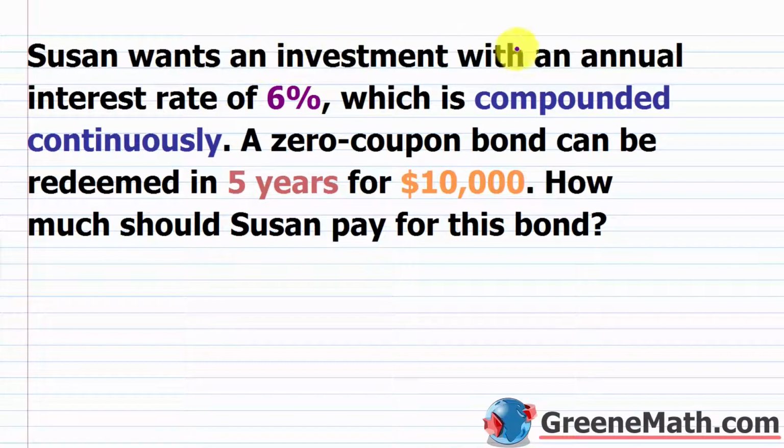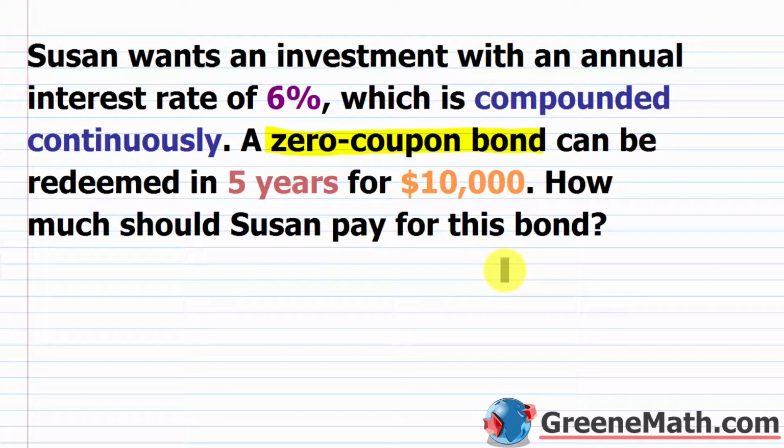So Susan wants an investment with an annual interest rate of 6%, which is compounded continuously. A zero coupon bond can be redeemed in 5 years for $10,000. How much should Susan pay for this bond? So first and foremost, let me explain this zero coupon bond. In case you've never taken a finance course before, basically these trade at a discount. So they don't pay any interest. You're not getting any payments while you own the bond. You basically just get a discount to the price that you're going to get at the end. So it would be like if you loaned me $50 and at the end of, let's say, 2 years, I gave you back $100. But during that 2-year period, you didn't see any money. So that's what this is like.